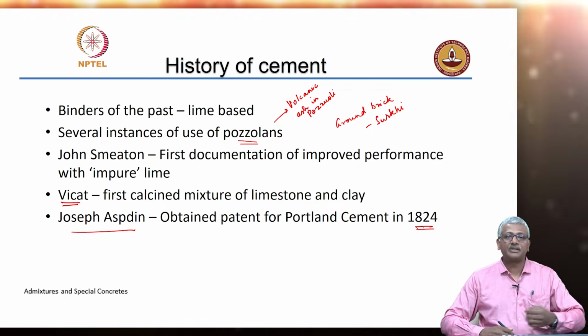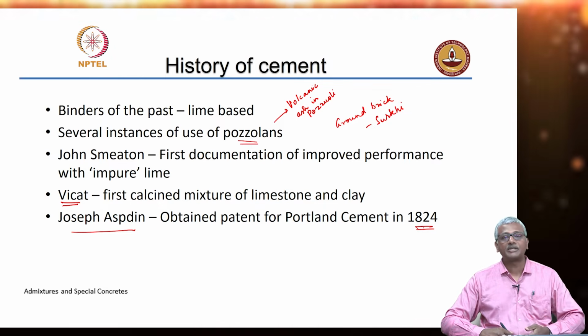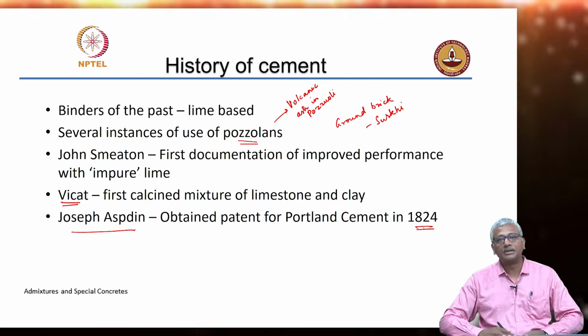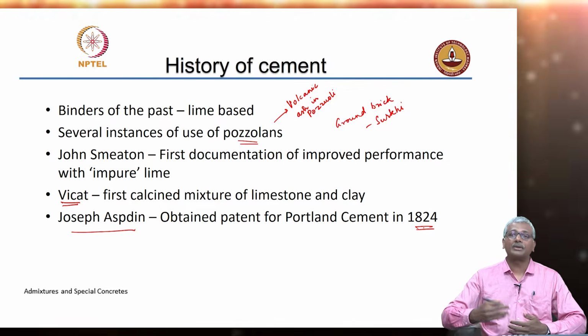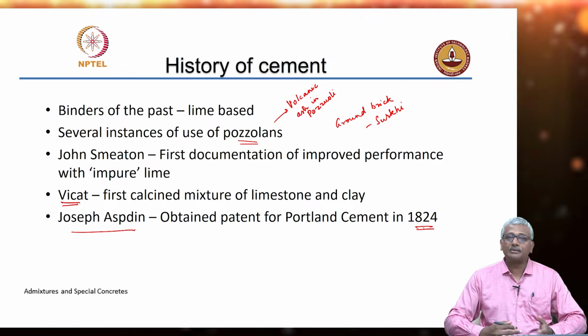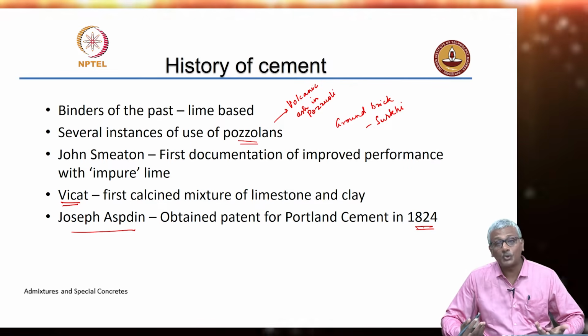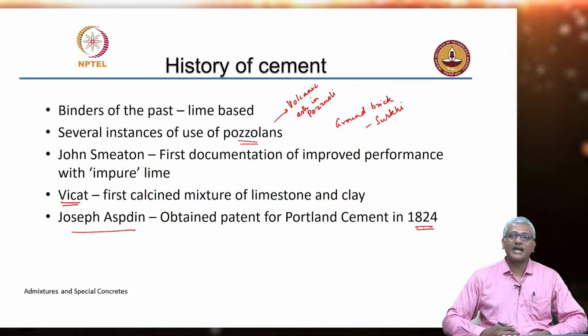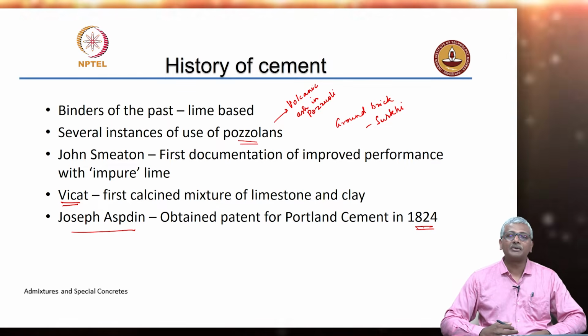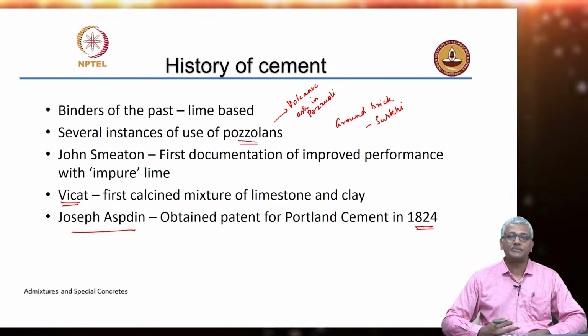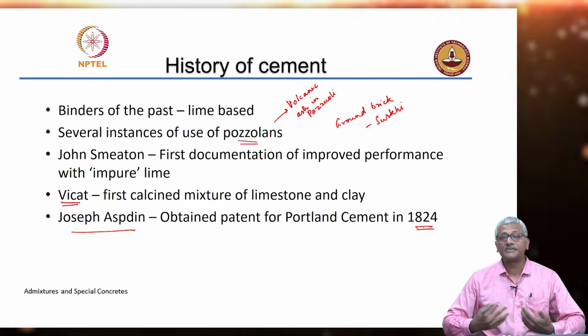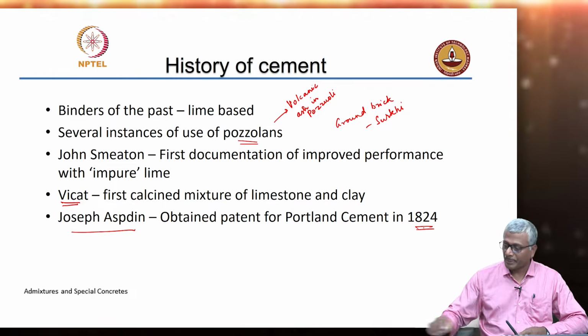So Joseph Aspdin and later his son William Aspdin basically continued the process of cement and really took it to the next level. For the last 100 years, or sorry, not 100, now it's 200 years or so, cement has been produced, and the technology of cement production has increased by leaps and bounds. Today we have a lot of sophistication in the way cement is produced.